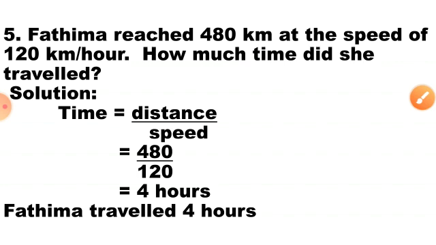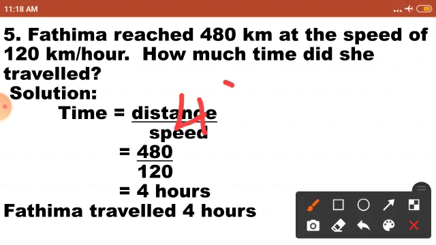Let's see the final sum. Fatima reached 480 km at the speed of 120 km per hour. How much time did she travel? So here also we need to find out the time, right? So first we need to write the formula. What is the formula? Time equal to distance divided by speed. So what's the distance here? 480, right? Divided by, what's the speed here? 120.